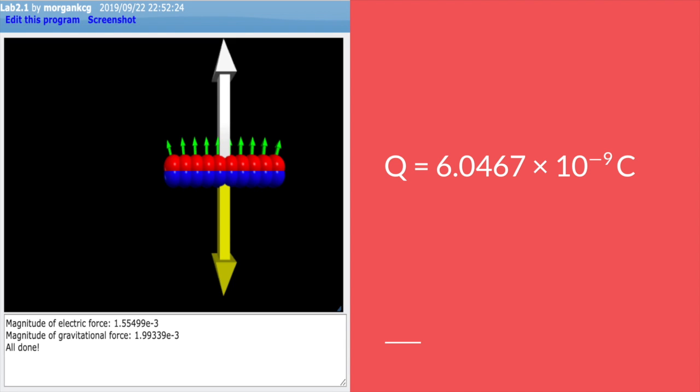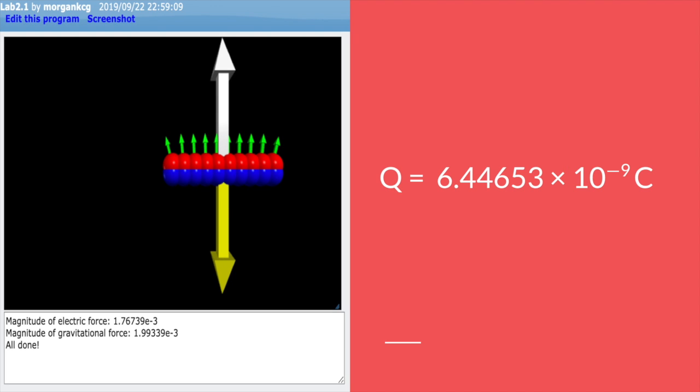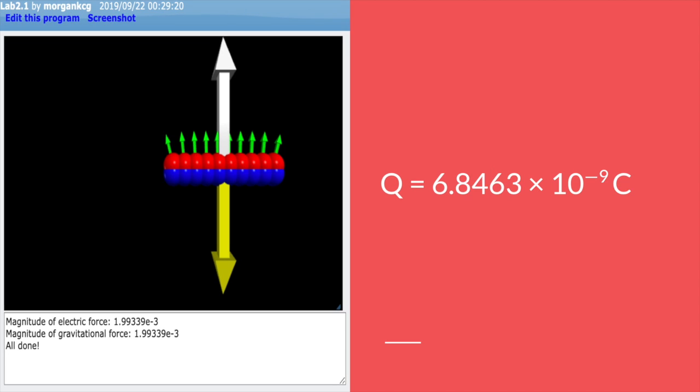Now we chose a charge of 6.0467 times 10 to the negative 9 coulombs, and that got us a magnitude of electric field of 1.55499 times 10 to the negative 3. Now that's even closer. So we go to a value of 6.44653 times 10 to the negative 9 as our charge. We get closer, but we're not quite there, so we go up again. This time we choose a charge of 6.8463 times 10 to the negative 9, and this time we get the magnitude of our electric force and the magnitude of our gravitational force to be equivalent to each other.